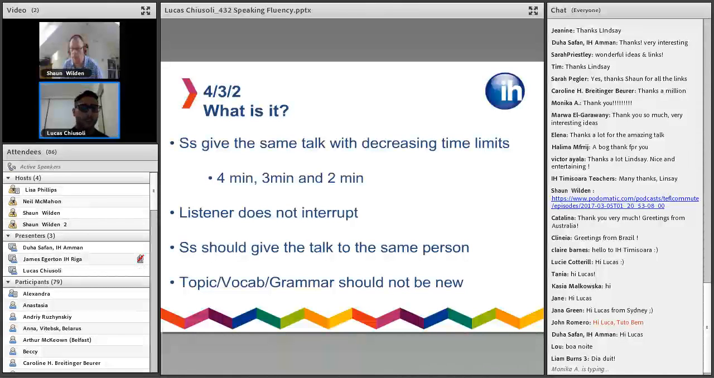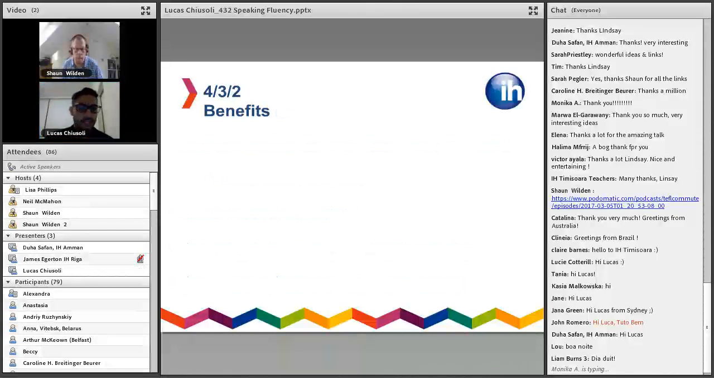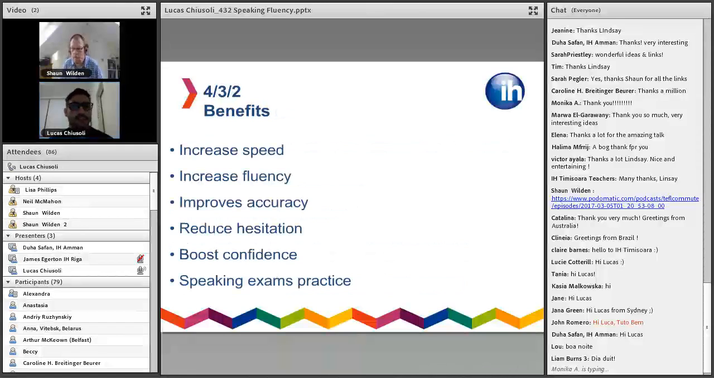comfortable with. So that's the original idea, and the main benefits are, obviously, students increase the speed and the fluency. They reduce hesitation a lot because they feel more confident and they have a better understanding of what they're saying, and that in turn boosts their confidence.